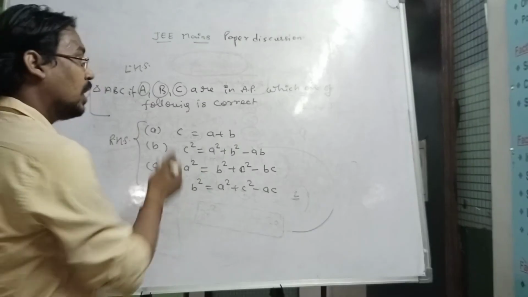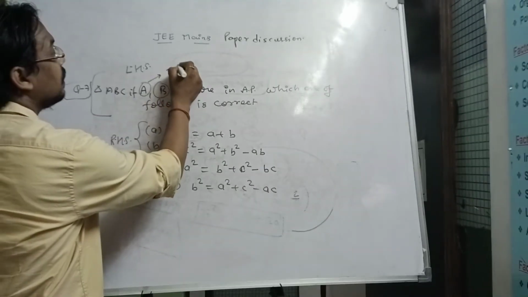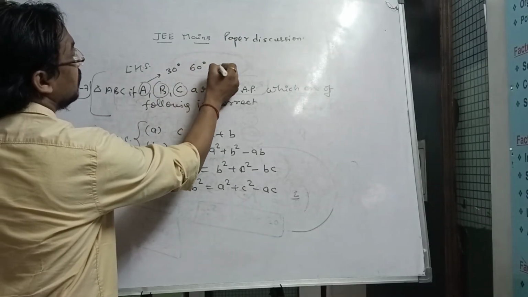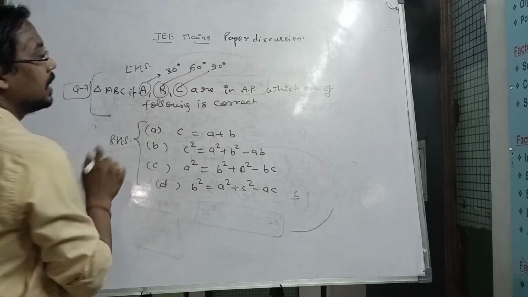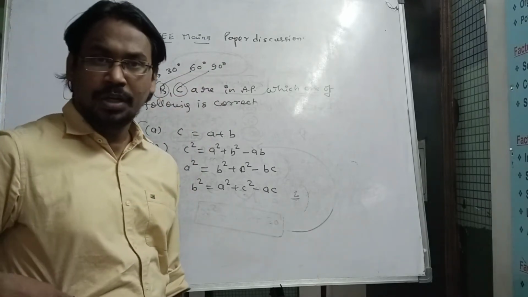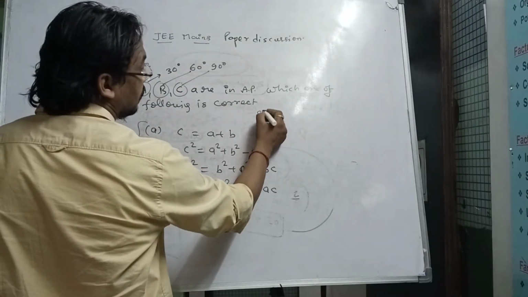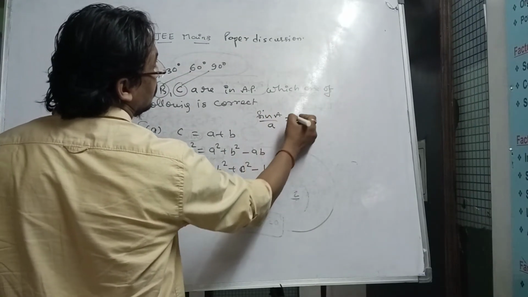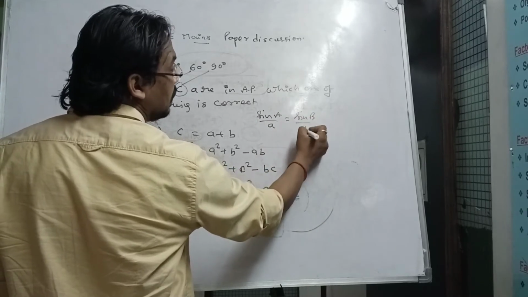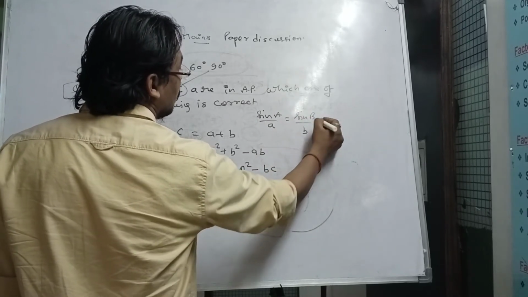So what I will do, I will take the sides as 30 degree, 60 degree, 90 degree. By putting these three angles, I got the triangle in AP. Now you can apply the sine rule here. That sine rule is saying sin A upon a, sin B upon b, sin C upon c.